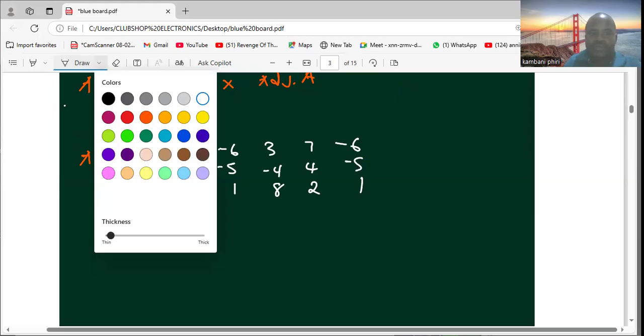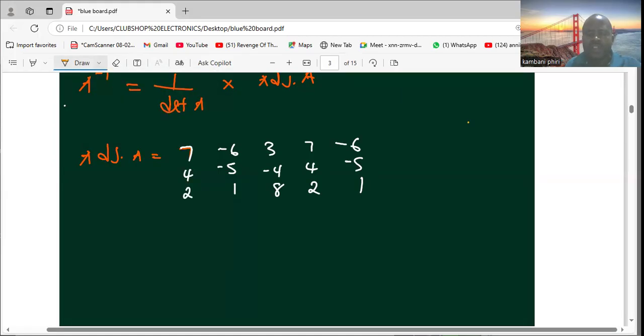Then also, you must repeat the first two rows: the 7, -6, 3, 7, -6. Then you have got 4, -5, -4, 4, and -5. This is what we are going to deal with now.